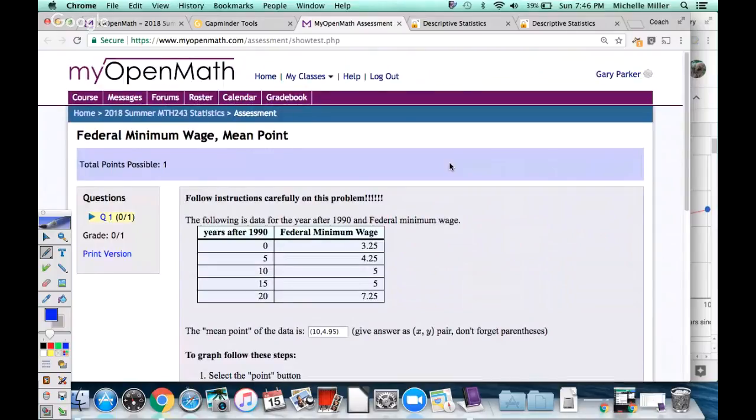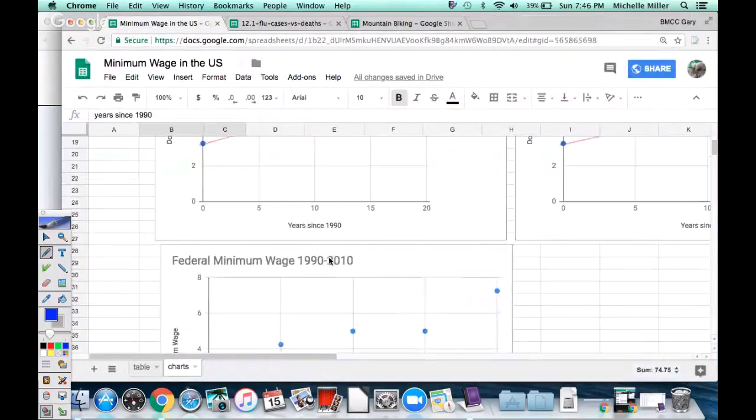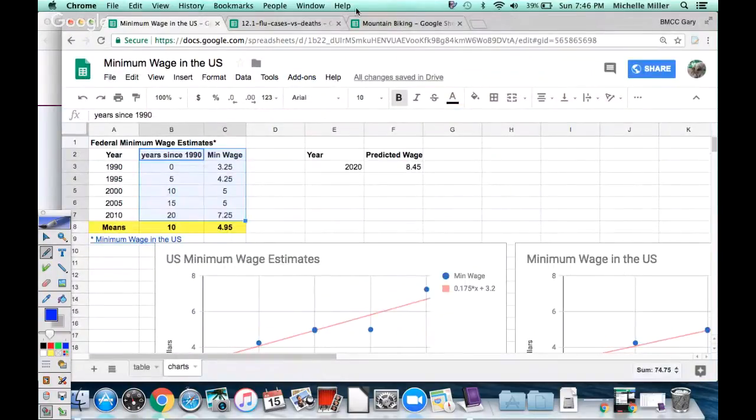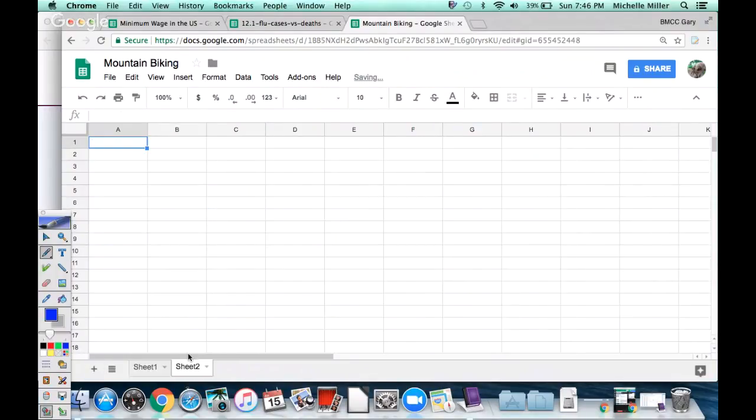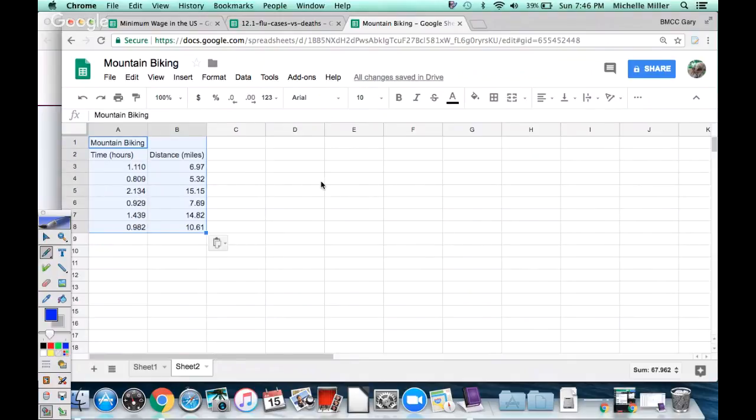All right, so other tools we have to work with are a spreadsheet. So let's take a look at a spreadsheet. Let's look at the mountain biking one again. So I'm just going to recreate this for you. So given a set of data, put it in a new tab. And my preference is a spreadsheet, but StatKey works pretty awesome.